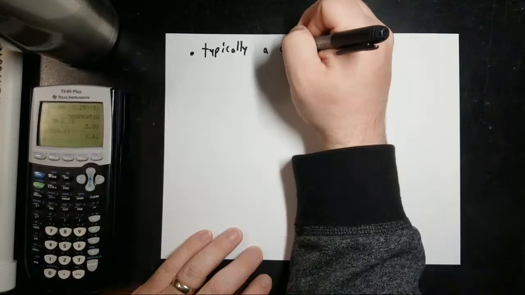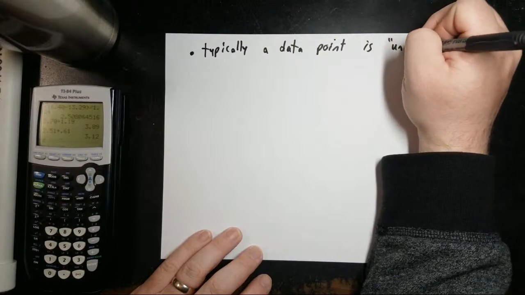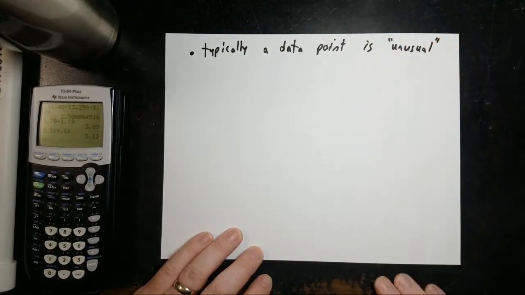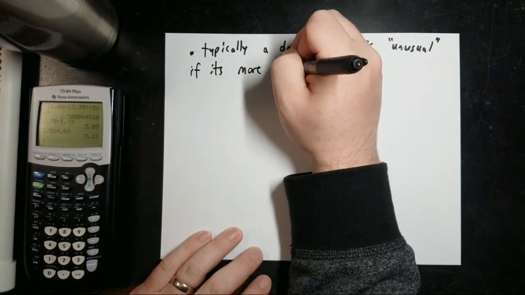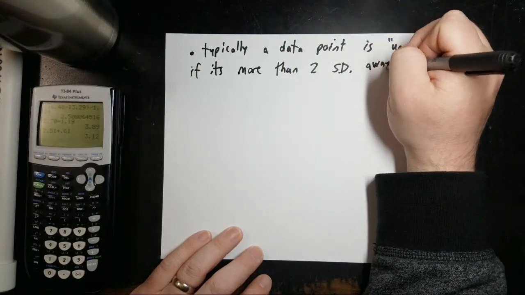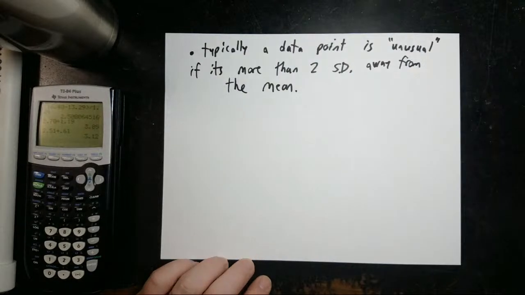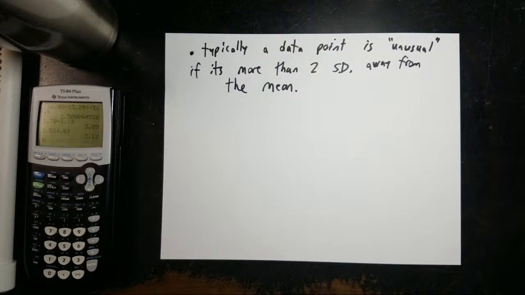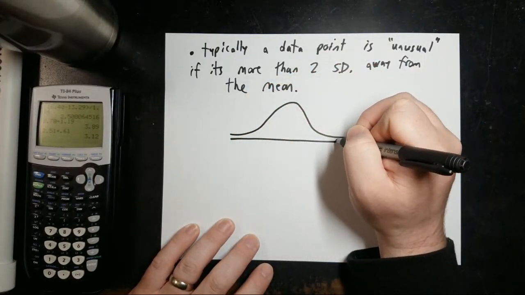Typically, a data point is, quote, unusual, if it's more than 2 standard deviations away from the mean. Meaning, if you have a z-score that is either greater than 2 standard deviations or less than negative 2 standard deviations, meaning, like, hold on, I'll draw it like this. Here, it's better if you see it visually.